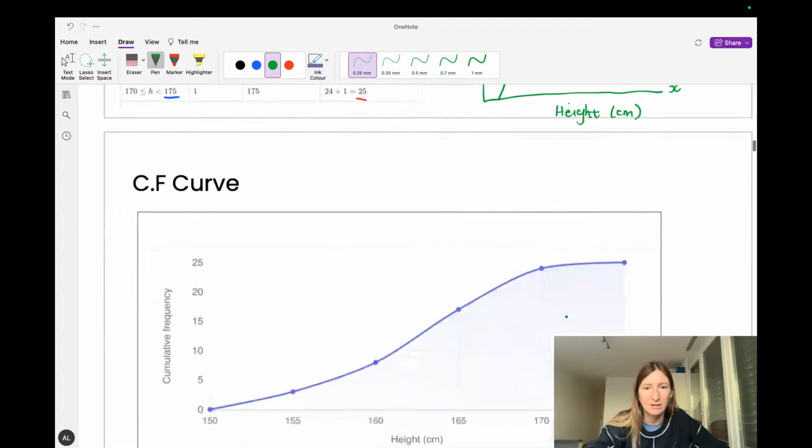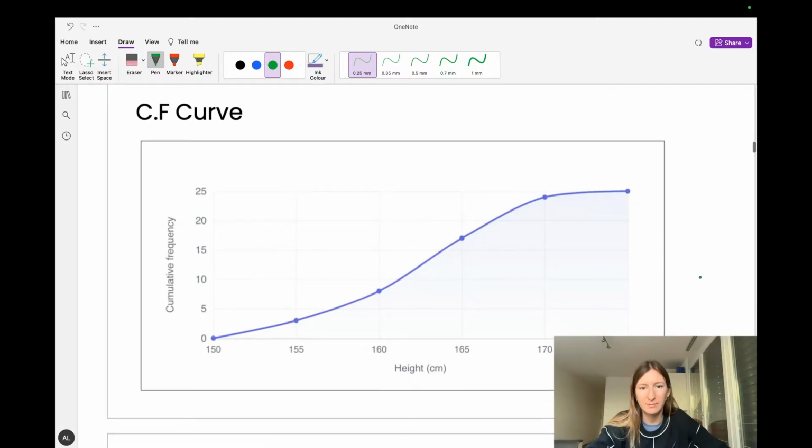So let's have a look at what it should look like. This is a proper one. See, we have there 150, that's the lower bound at 0 cumulative frequency, and it's going steadily up. Then there's a bit of an increase, and then it slopes off again. That's very typical of cumulative frequency curves, because most of the data is happening around there.